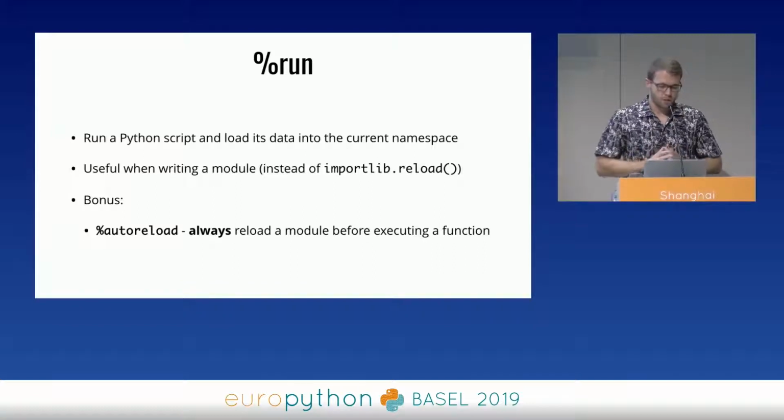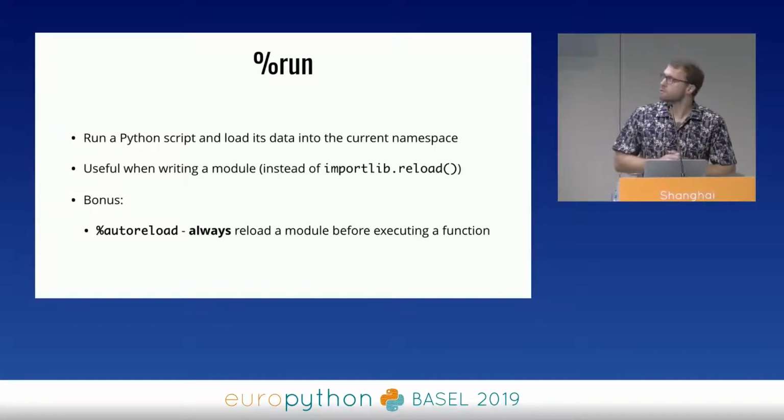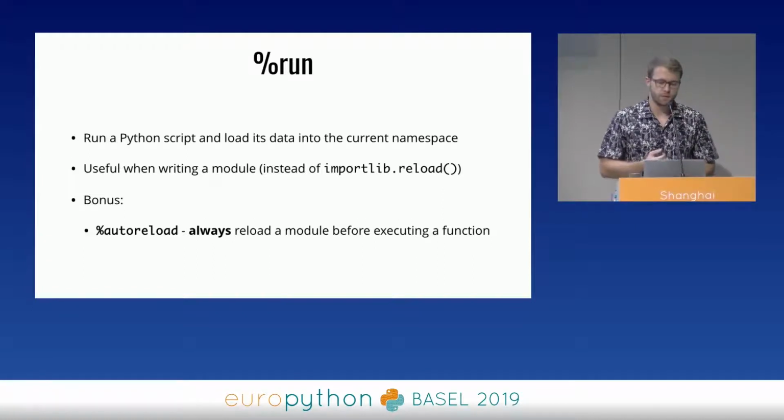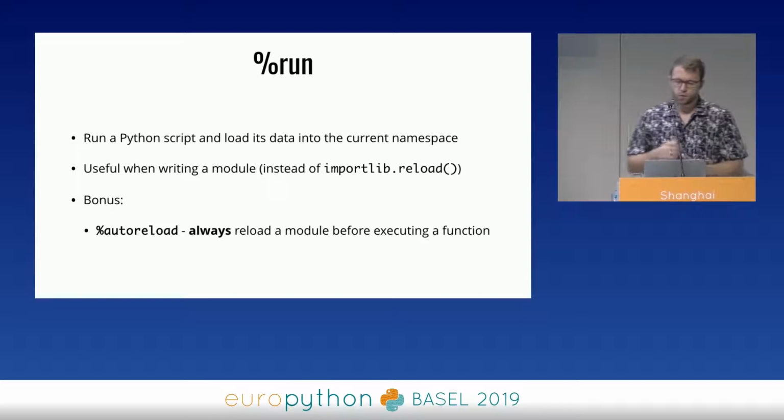So run magic. Run magic will run a Python script and load all its data into the current namespace. It seems pretty straightforward, but I find it very useful when I'm writing a module or just a bunch of functions in a file, and I want to test them.